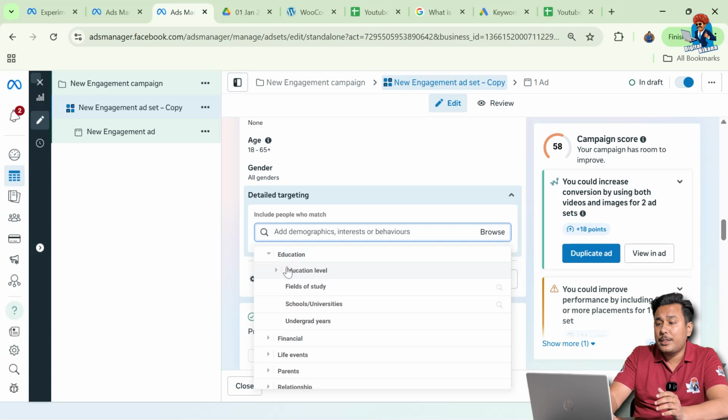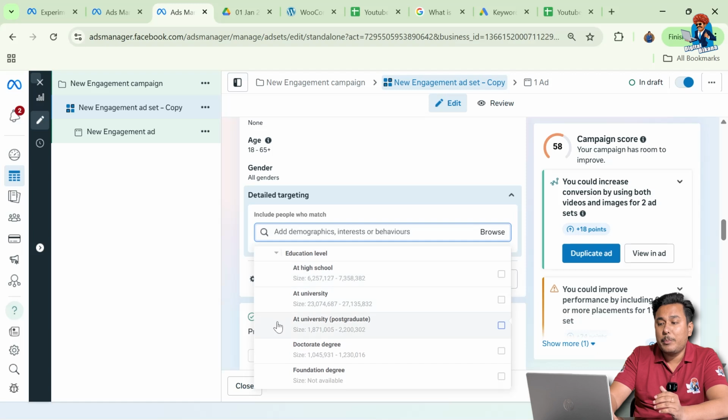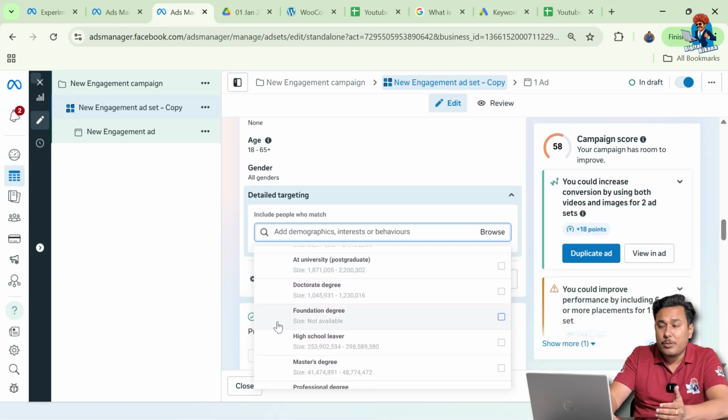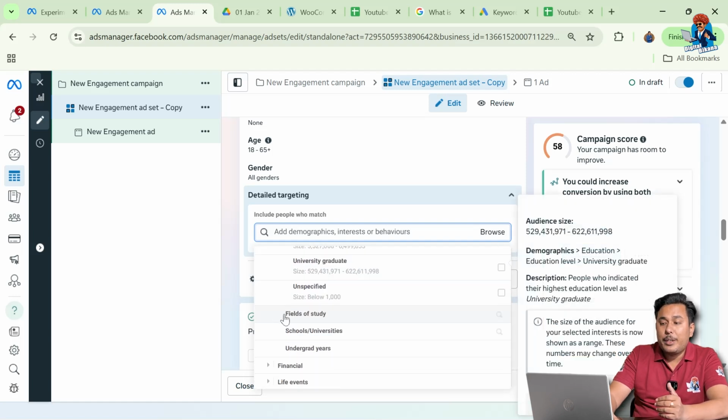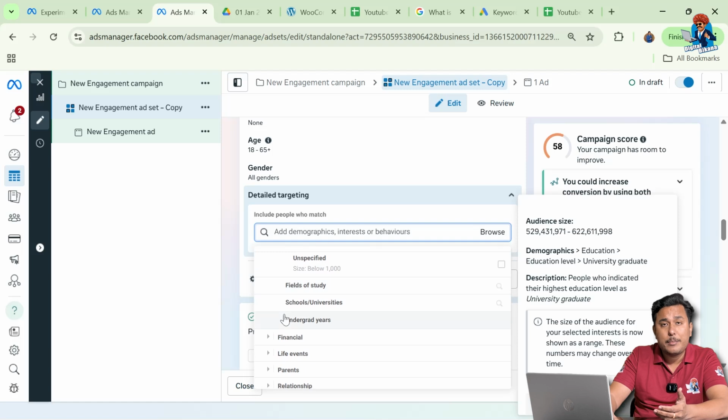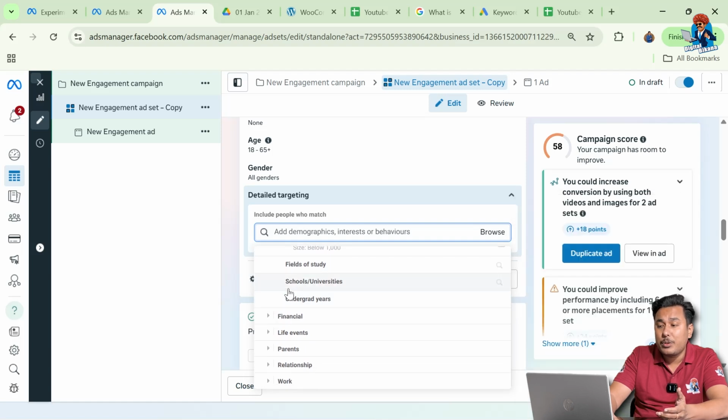Whenever we click on education, again there are some filters available here. The first one is education level. You can target people on the basis of their education, whether they are in school or high school, university, college, they are doing graduation, post graduation. Apart from it, you can also target people on the basis of their fields of study, like the people who are doing Bachelor of Commerce or Bachelor of Technology, Masters in Business Administration. You can target those people. You can target people on the basis of their university names as well.